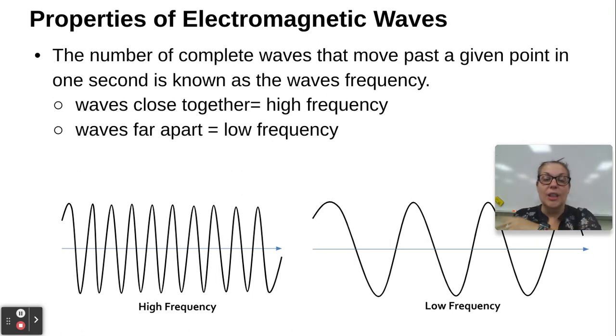Now, if you have waves farther apart, I call these lazy waves. They have long wavelengths, they're far apart in a low frequency. So waves that are close together are hyper. They're moving a lot. They're close. Lots going on. Where if they're farther apart, I call those lazy waves. Long wavelength, not happening as frequently.